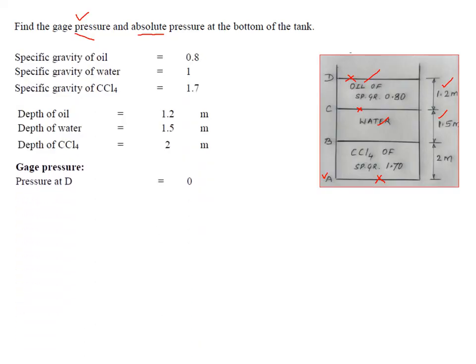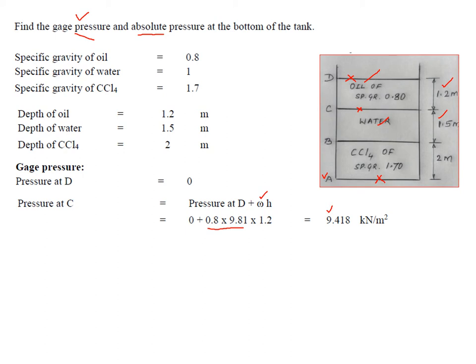As I told you, the pressure at D is 0 because it is exposed to the atmosphere. Now the pressure at C is nothing but the pressure at D plus omega into H. What is this omega? It is nothing but the specific weight of oil. So the specific weight of oil is 0.8 into 9.81, whereas the depth is 1.2. Therefore the pressure at C is 9.418.